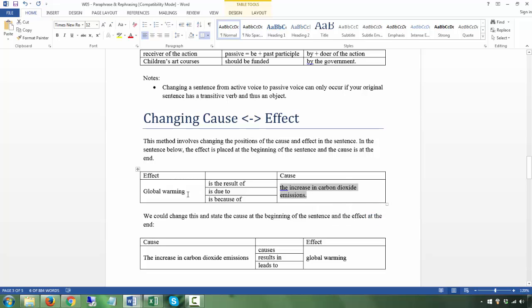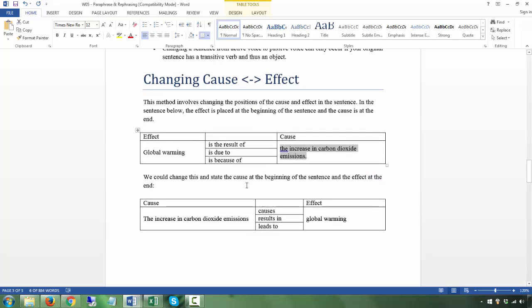Now, if you come across this sentence, you can always paraphrase it. We could change this and state the cause at the beginning and the effect at the end. So the increase in carbon dioxide emissions results in, leads to global warming. Okay? And vice versa, if you have the cause and then the effect, you can change it the other way around. Okay? So these are the four main methods of paraphrasing and rephrasing your sentences.